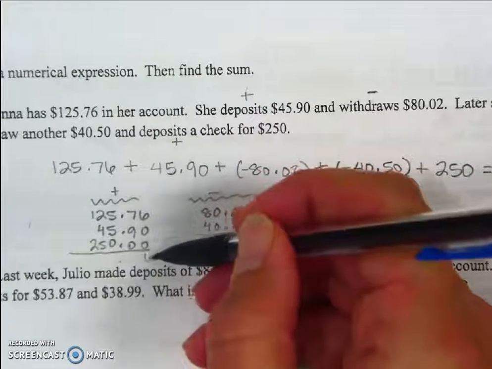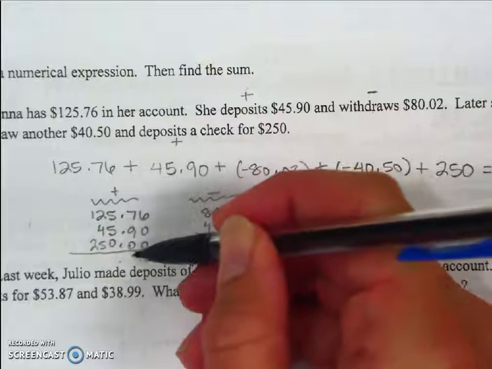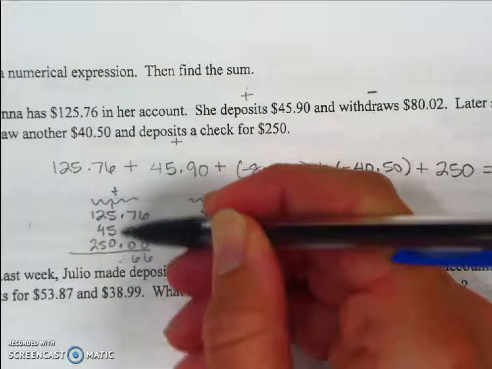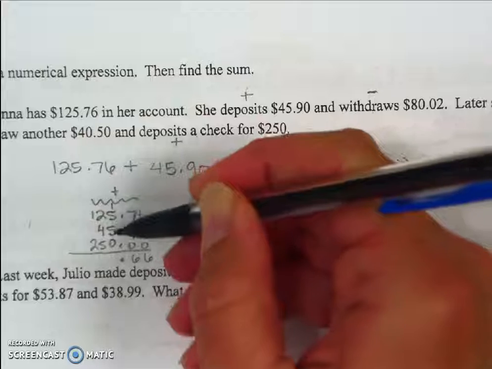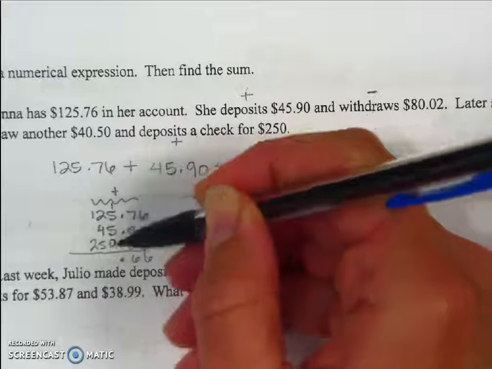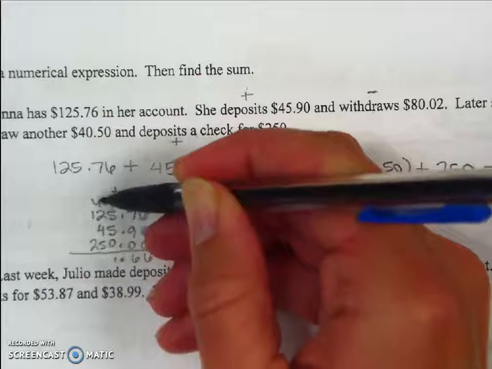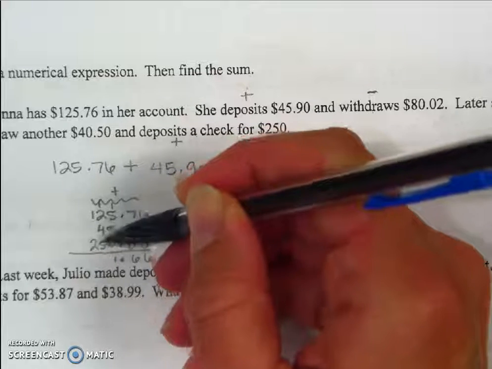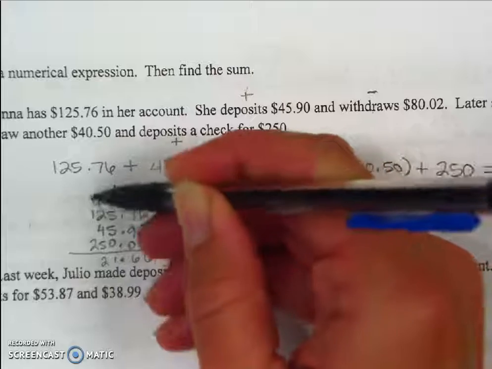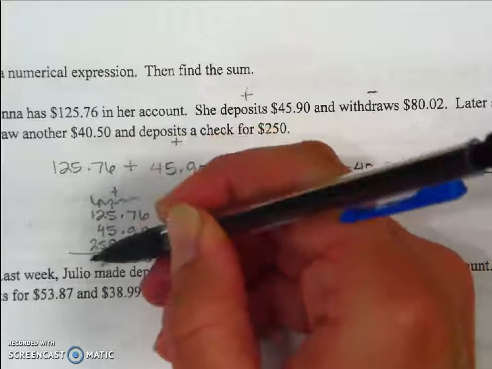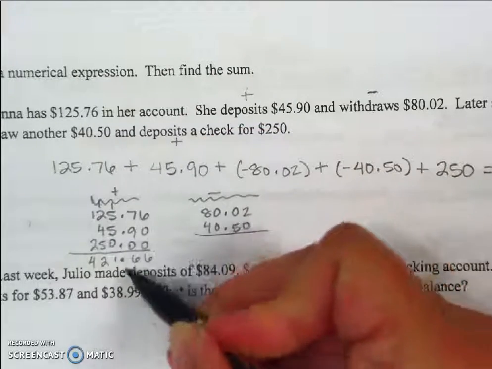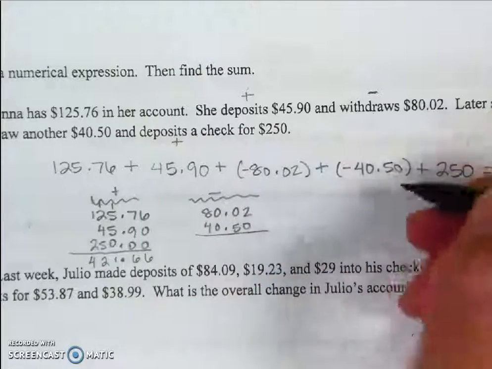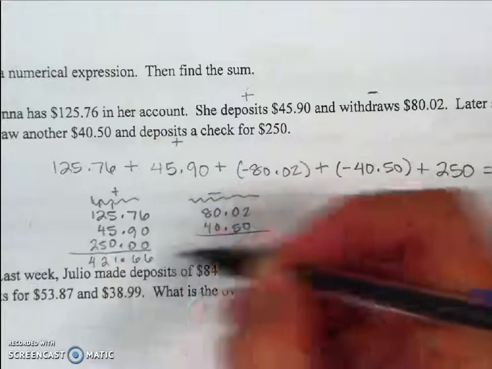All right, so if they're in the same column, we're going to go ahead and add them up. 6 and nothing is 6. 7 and 9 is 16. Carry the 1. Bring down the decimal. 5 and 5 is 10. Plus 1 more is 11. Carry the 1. 2 and 1 is 3. 3 and 4 is 7. 7 and 5 is 12. Carry the 1. And 2 plus 1 is 4. So she made $421.66 was her positive number.